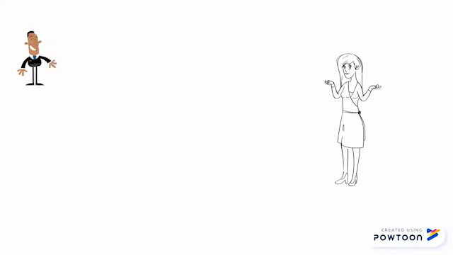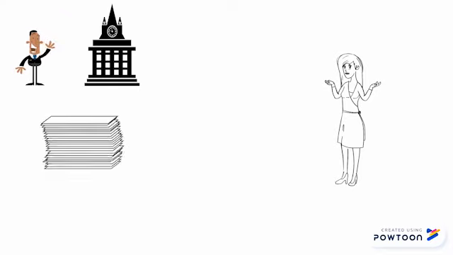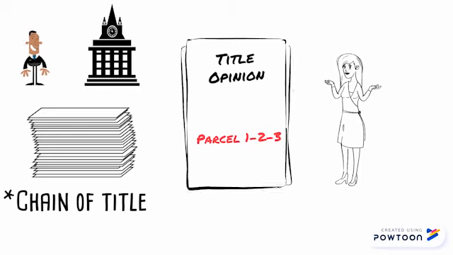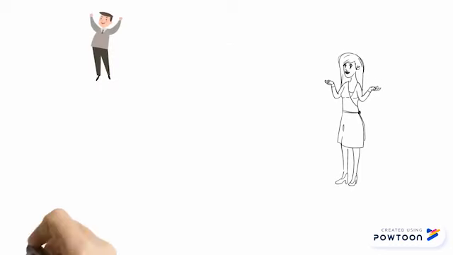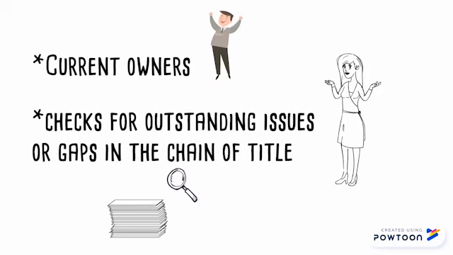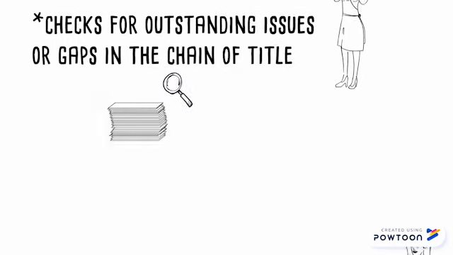Title brokers go out to the county courthouse and they review every document filed of record. They create a chain of title and render a title opinion for each parcel of land. This lets us know who the current owners are and also if there are any outstanding issues or gaps in the chain of title that must be addressed.